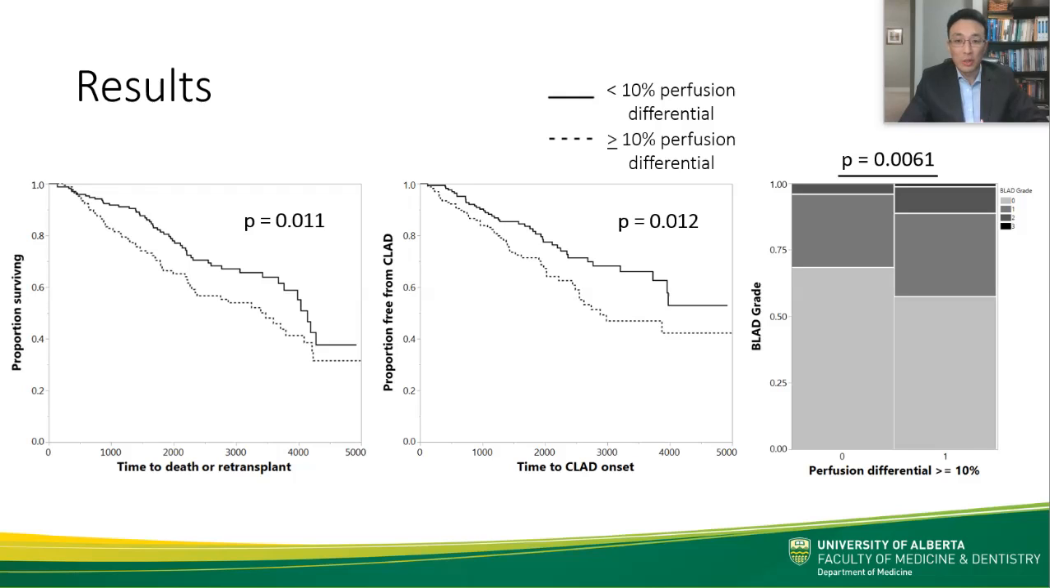Abnormal lung perfusion differential is common after lung transplant, but is associated with increased risk of death, poor post-transplant baseline function, and CLAD onset. As such, we feel this measurement warrants further exploration as a potential predictor of future lung dysfunction and its related risks.